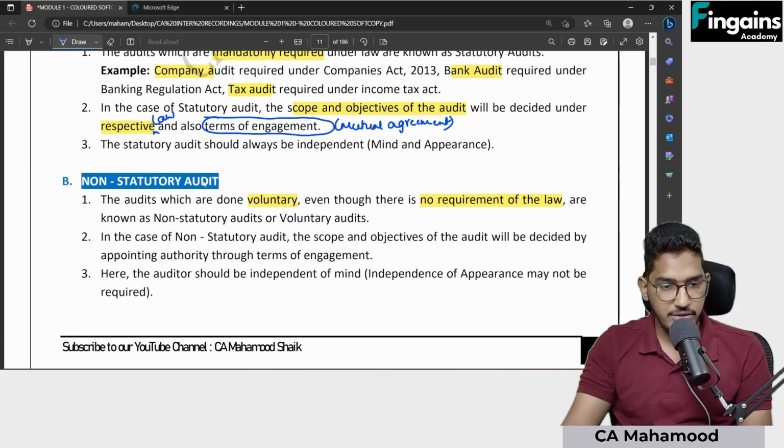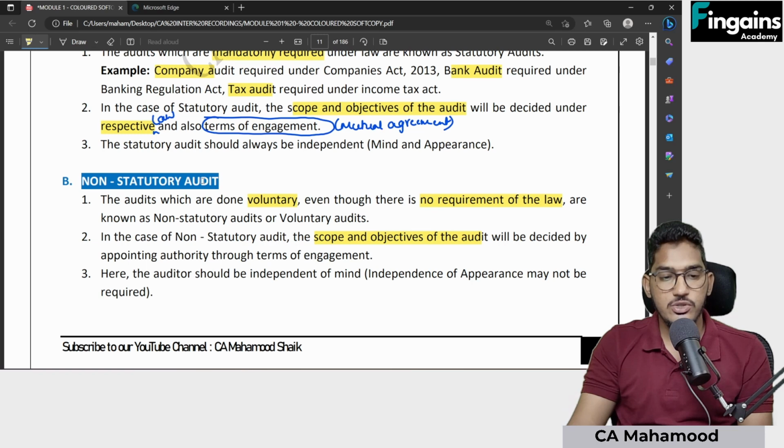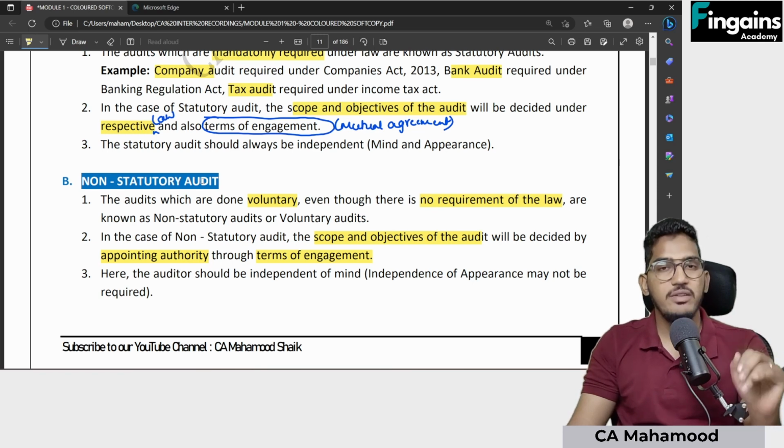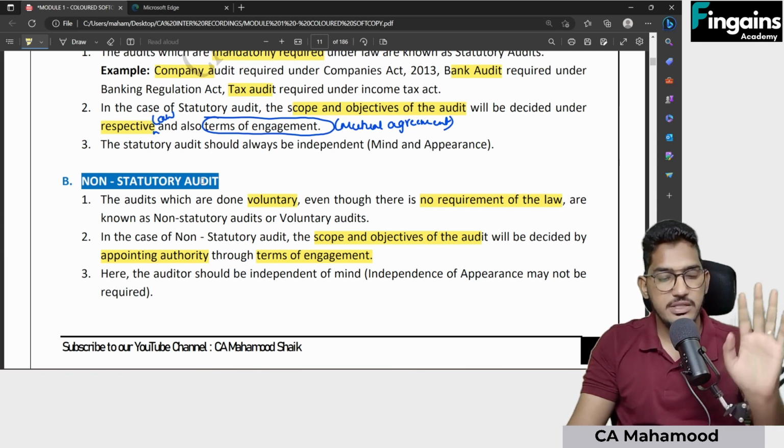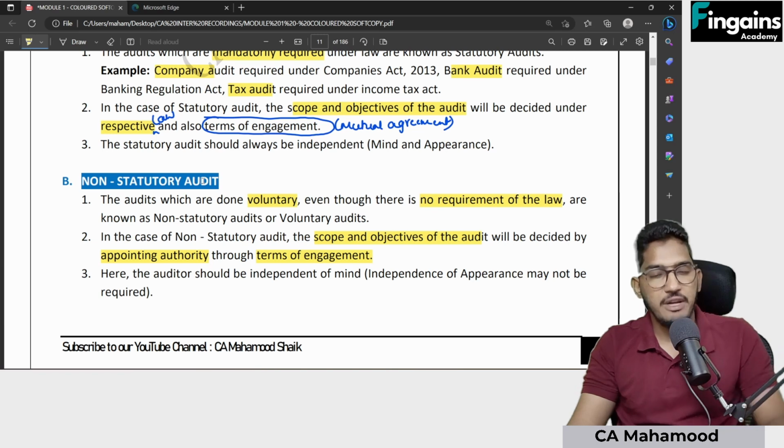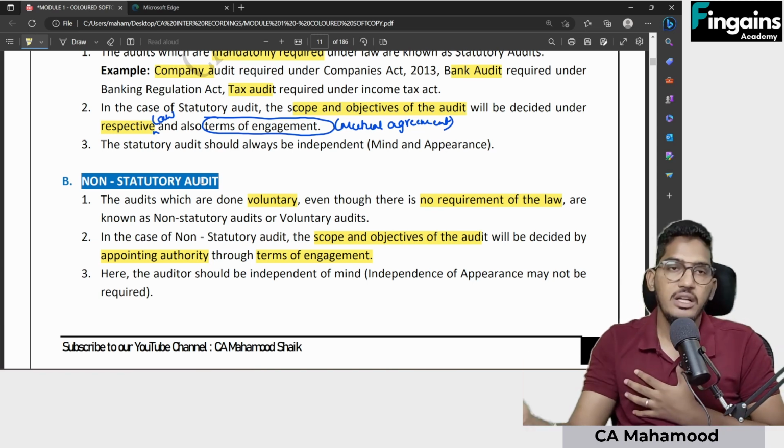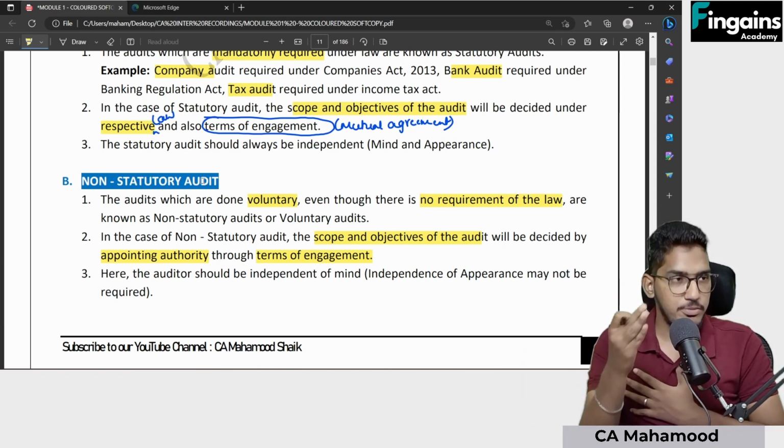Now, what about non-statutory audit, sir? In case of non-statutory audit, the scope and objective of the audit will be decided exclusively by the appointing authority through terms of engagement. In the case of non-statutory audit, no law, nothing. Whoever is appointing you, that person will say what your scope of audit will be. Like if I am appointed as auditor of a sole trader, that sole proprietor will say what I am supposed to do in the audit.